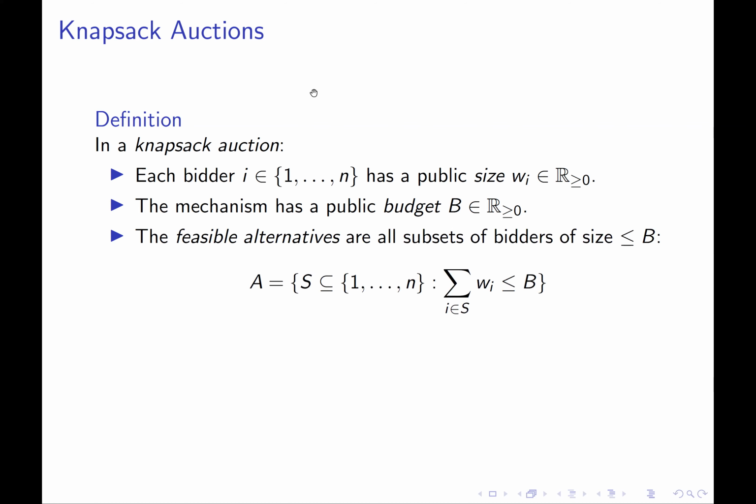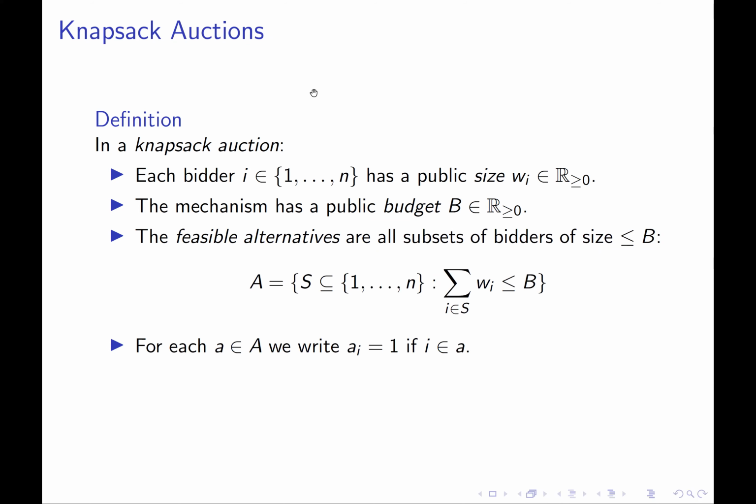And the set of feasible alternatives is the set of all subsets of bidders whose cumulative size is less than or equal to B. The set of feasible alternatives is the set of winners we can choose. Think about an outcome of this auction as choosing some of the bidders as winners. Some people will win the auction, some people will lose the auction. But I'm constrained to choose a set of winners whose total size, whose total resource demands, say, are less than my budget, B.